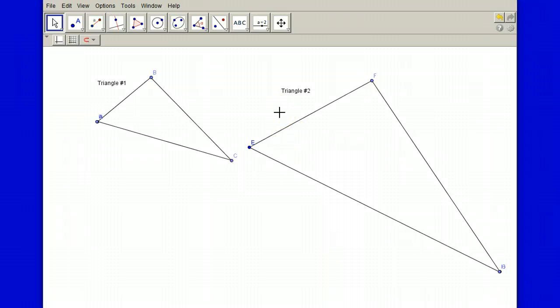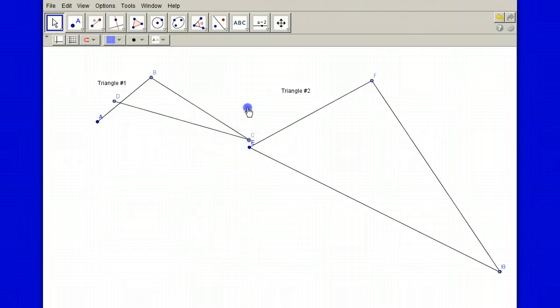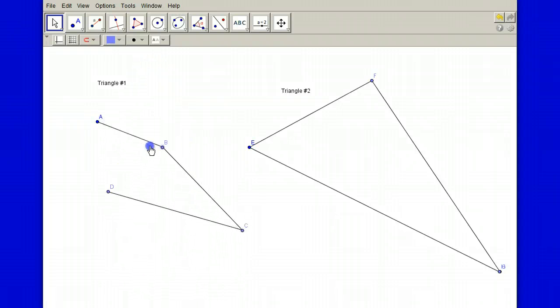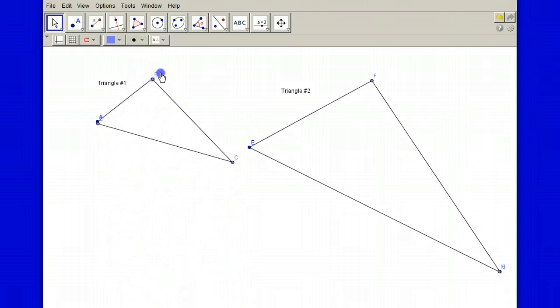All right, now the question is, can you create two triangles that aren't similar? Can we move all these sides around and create another triangle with these 3 side lengths? Okay, and the answer is going to be no. I can't get A and D to meet anywhere else but right there.